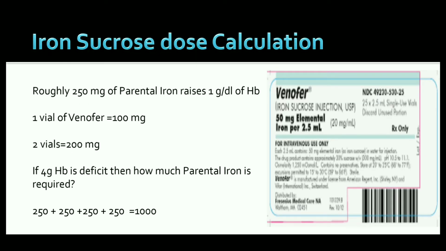Now the rough calculation formula is also there. Roughly 250 milligram of parenteral iron raises HB by 1 gram. And 1 vial of Venofer contains 100 milligram, so 2 vials contain 200 milligram. So if 4 gram HB is deficit, how much parenteral iron is required? 250 plus 250 plus 250 plus 250 is equal to 1000. It means 5 doses would be required.